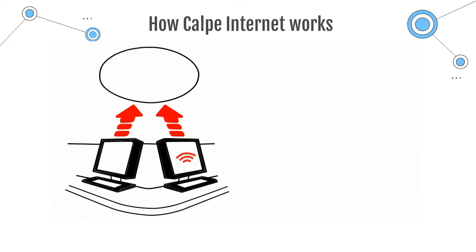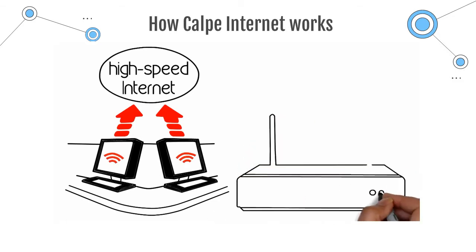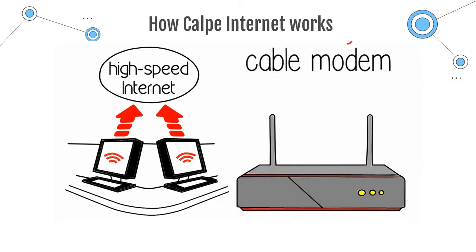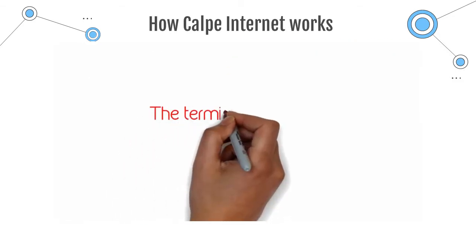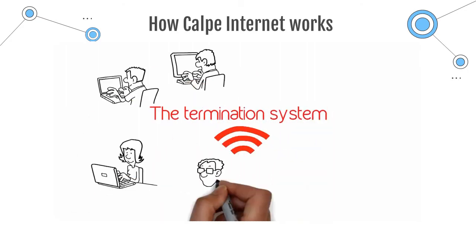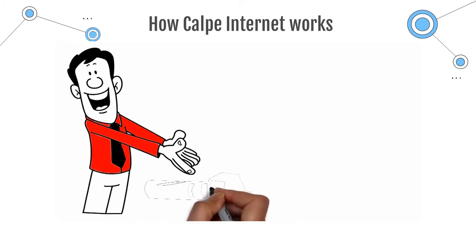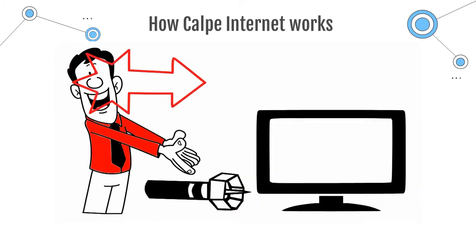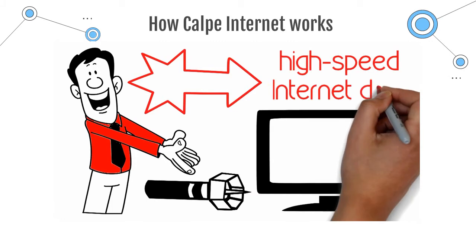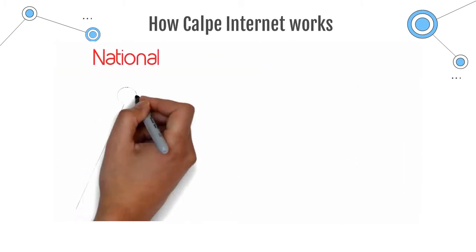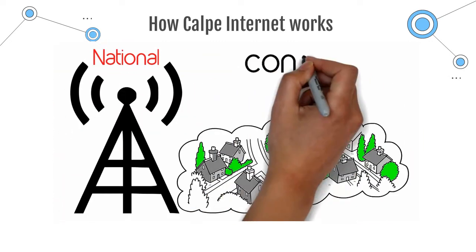To use your cable TV network for high-speed internet, you need a cable modem and a cable modem termination system. The termination system stays at your internet provider's headquarters. In between, there's that coaxial cable we mentioned before that carries your TV channels and high-speed internet data. National cable operators set up several hubs to connect neighborhoods.